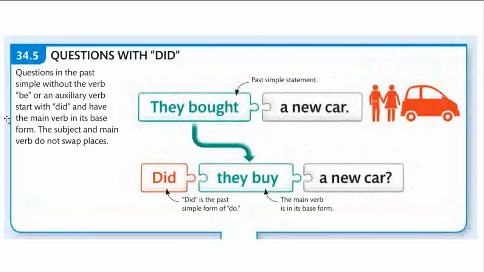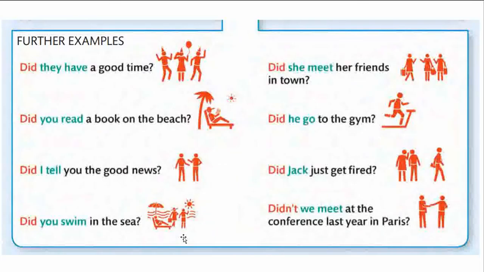Now let us look at the rule. What is stated in the rule? Questions in the past simple without the verb be, there was no auxiliary, so no be form was there, or an auxiliary verb, start with the word did, and have the main verb in its base form. The main verb is brought to the base form. The subject and the main verb do not swap places. The subject and the main verb remain wherever they are. So let us read the question. Did they buy a new car? Question mark. Let us see certain constructions based on the given rule.